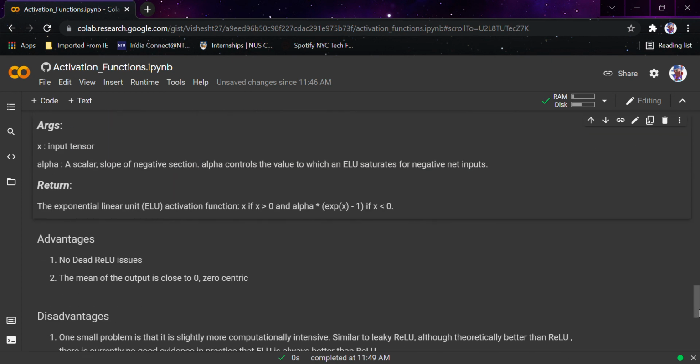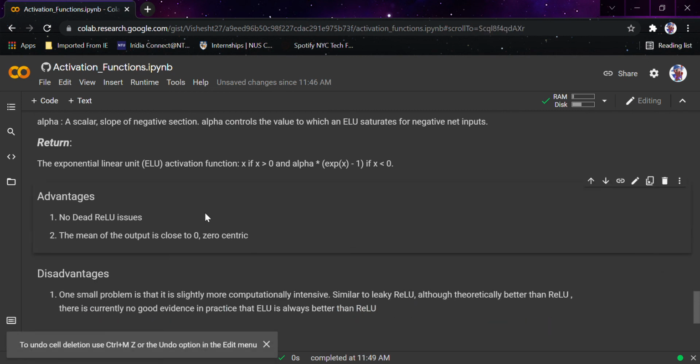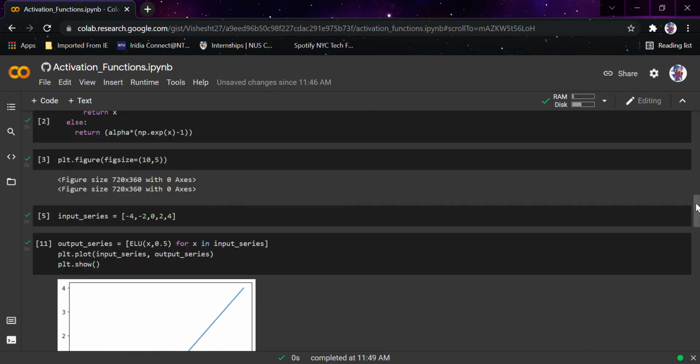And let's look at its advantages and disadvantages. In the advantages, you can see it has no dead ReLU issues. The mean of the output is close to 0, it is zero-centric. The only disadvantage, one small problem, is that it's slightly more computationally intensive, similar to leaky ReLU, although it's theoretically better than ReLU. But there is currently no good evidence in practice that ELU is always better than ReLU. It has been observed that sometimes even ReLU is better. So this is how the ELU activation function works.